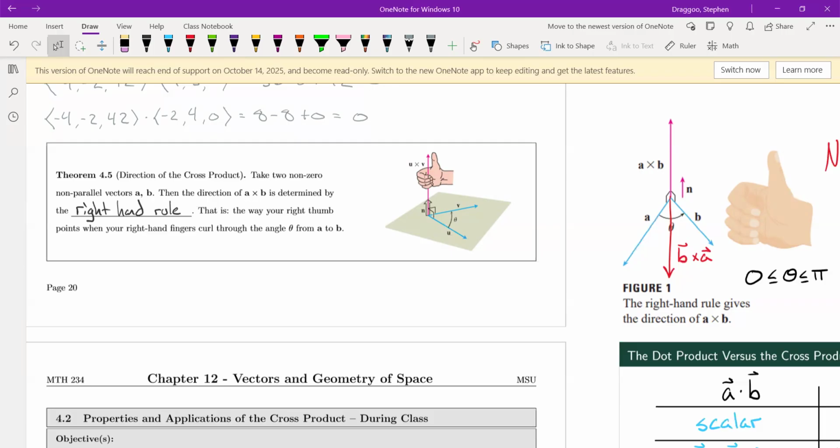That normal vector, which is going straight up, goes in the direction of that cross product A times B. Hopefully that visualization makes some sense, because it's sort of hard to just describe the right-hand rule in words. I think it's a lot easier if there's a picture to go with it.